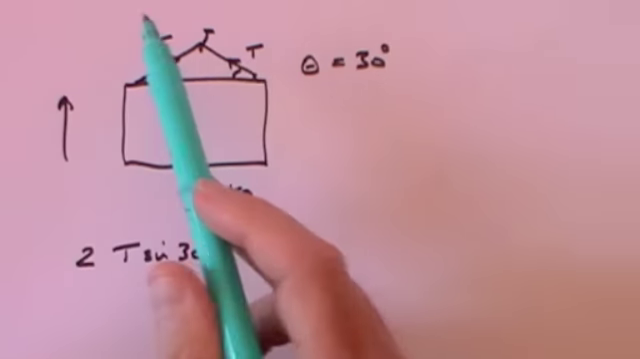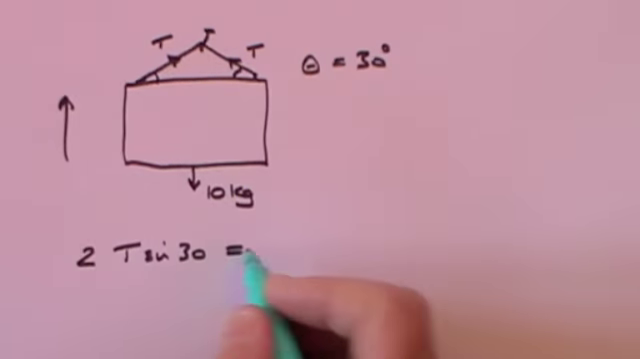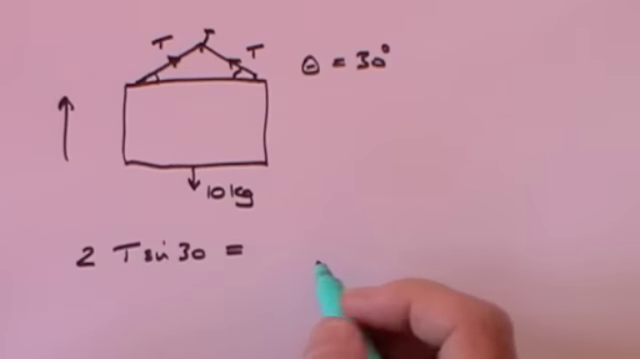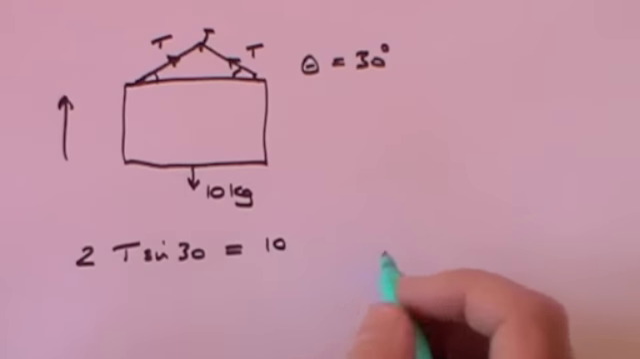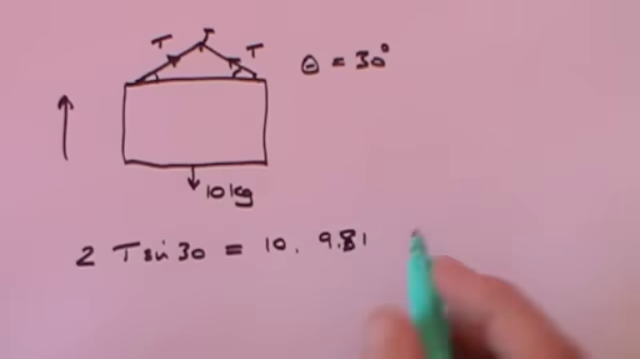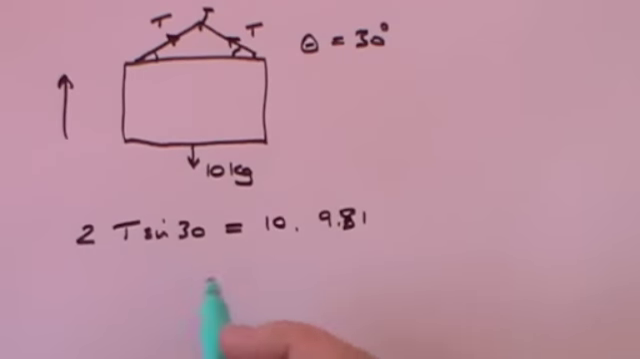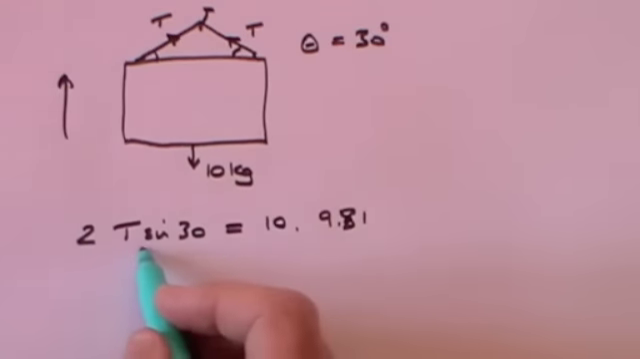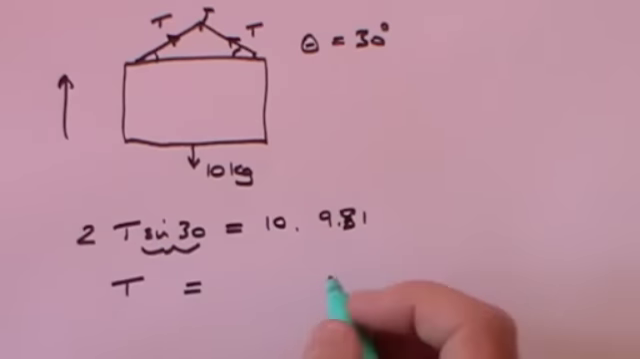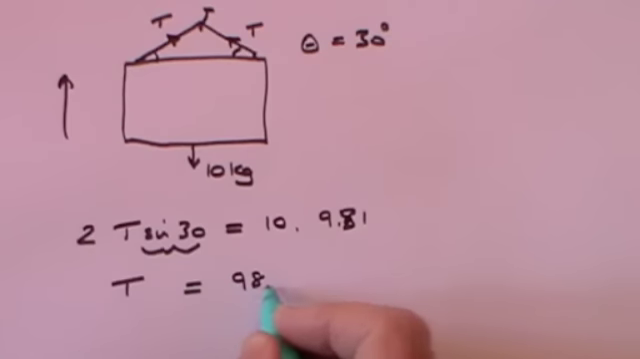So those are the two forces acting upwards, and that must equal the force acting downwards, which of course is going to be mg, so it's 10 is the mass, times 9.81, which is g. And sine 30, of course, I've chosen because that's nice and simple, that's a half, so half times 2 just becomes 1, and that means that T is equal to 10 times 9.81, which is 98.1 newtons.